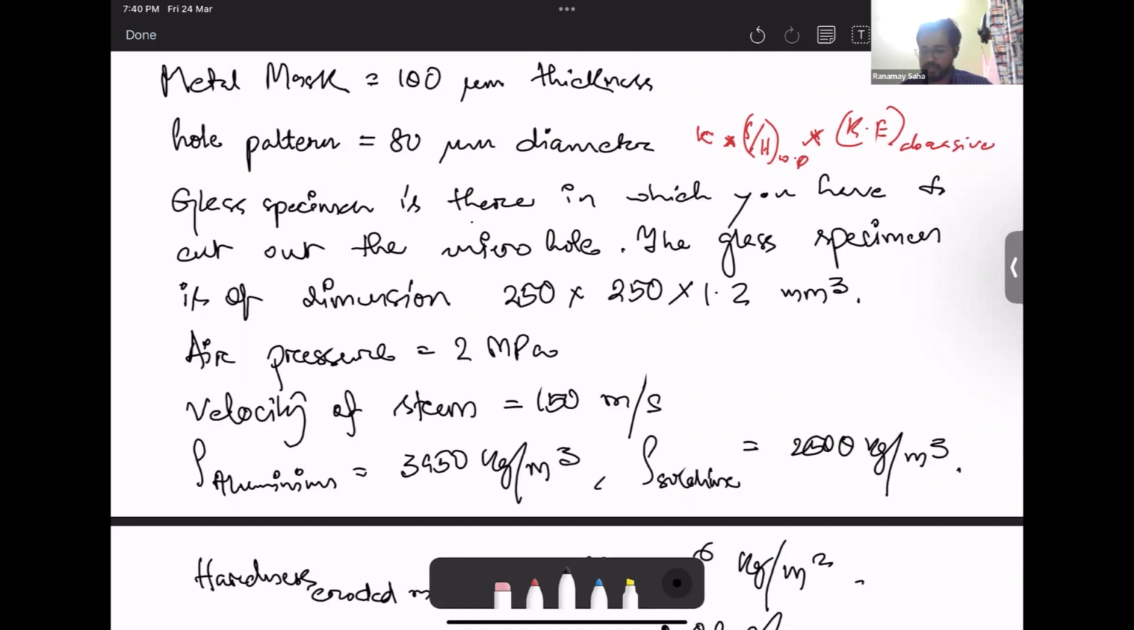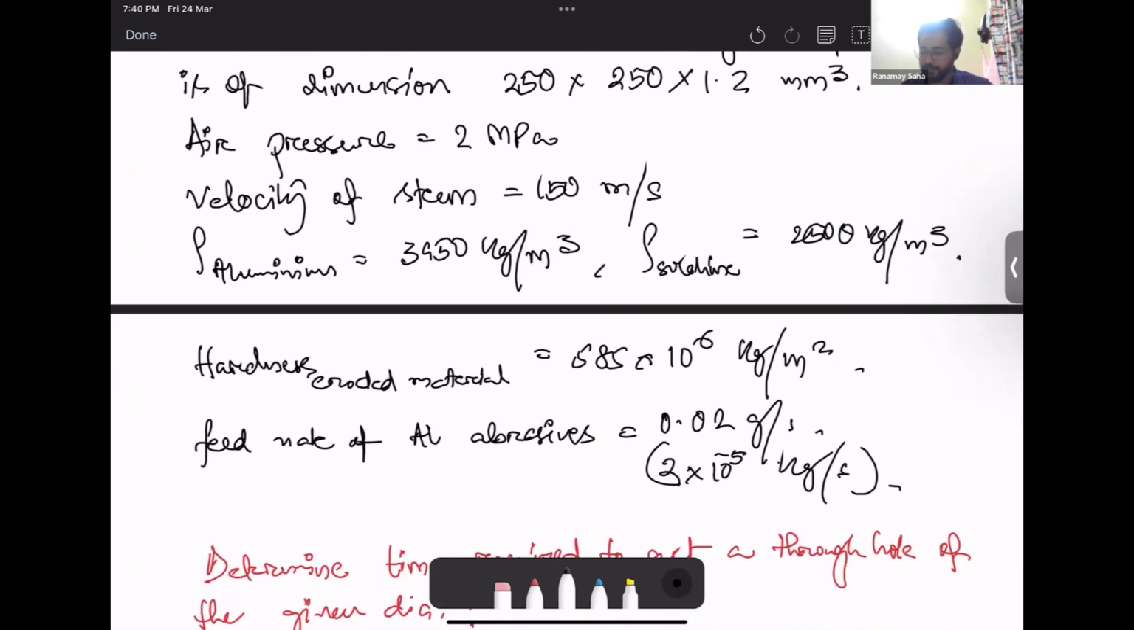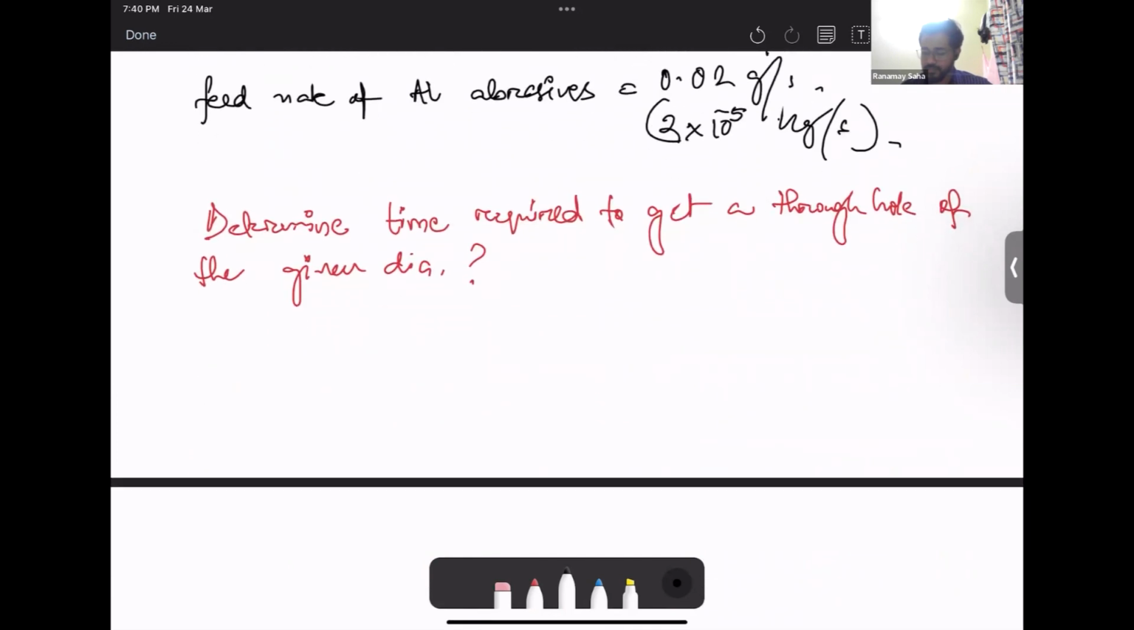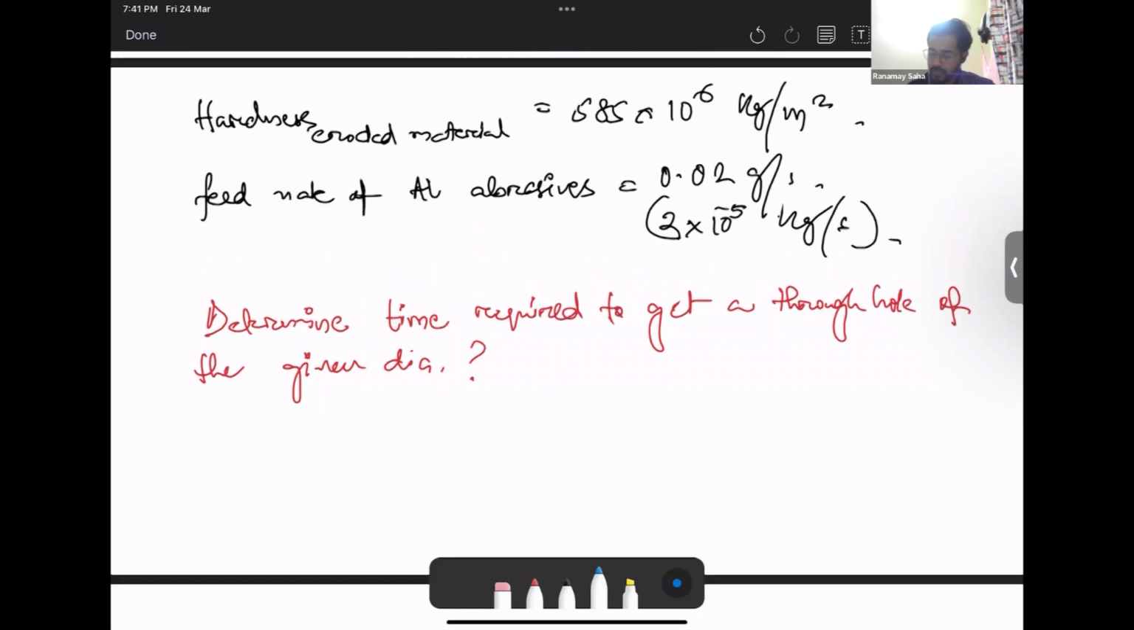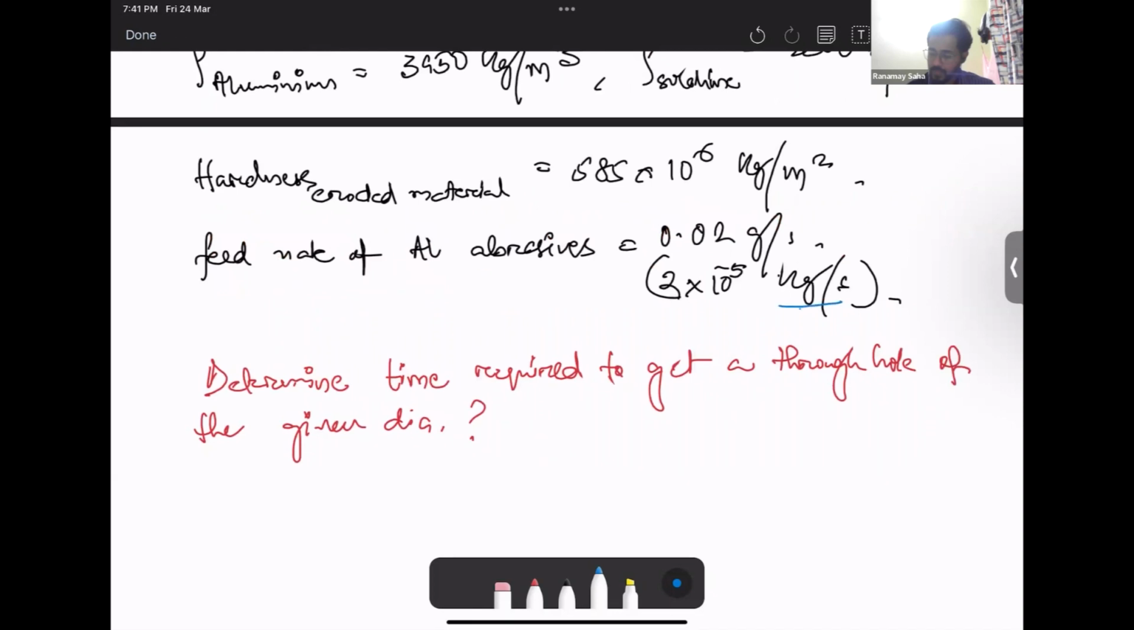I hope you tried a little. So let's discuss the solution of this problem. It asks you to find out the time required to get it. And then there is a factor called feed rate given, which you can see here has a unit of kg per second.